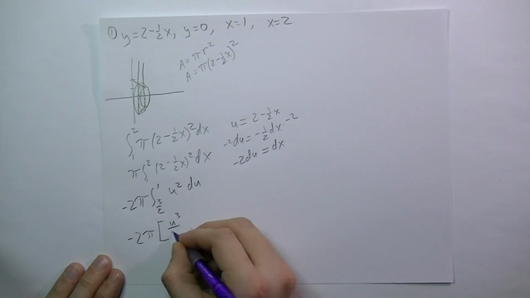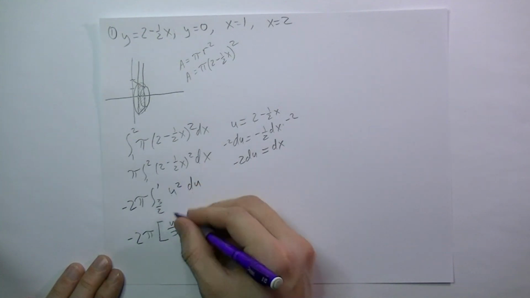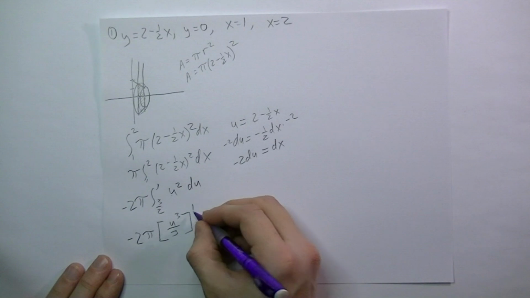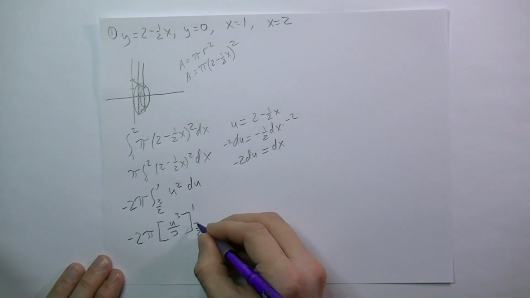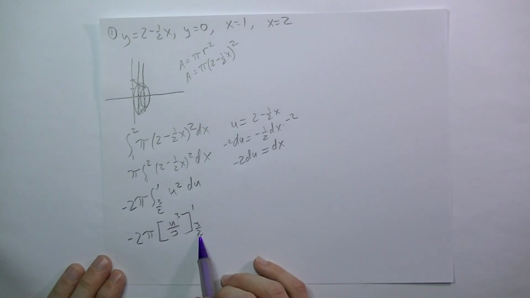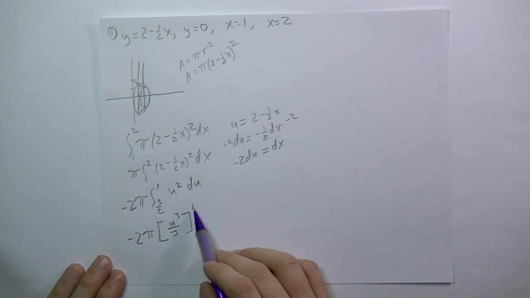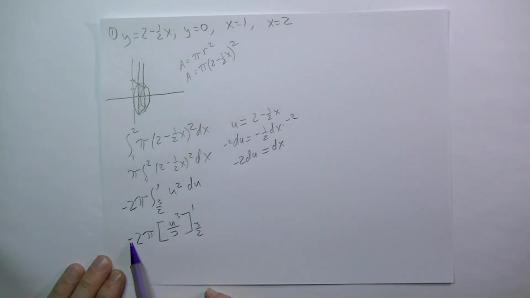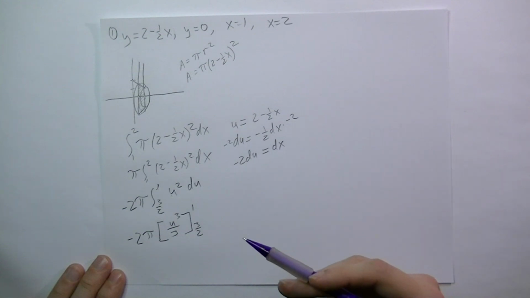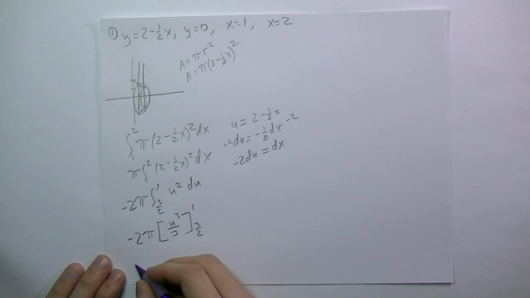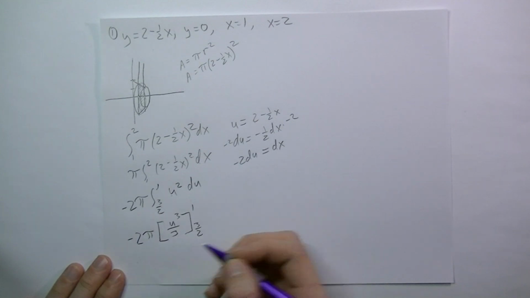Okay, u to the third over 3. Add 1 to the exponent and divide by that new exponent. And we're evaluating from 3/2 to 1. And as you can see, the lower limit is greater than the upper limit. So that means that when I evaluate this, it's going to come out to be negative. But it's already negative out here, so a negative and a negative becomes a positive.